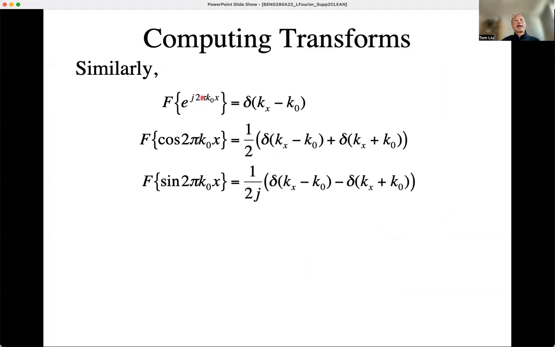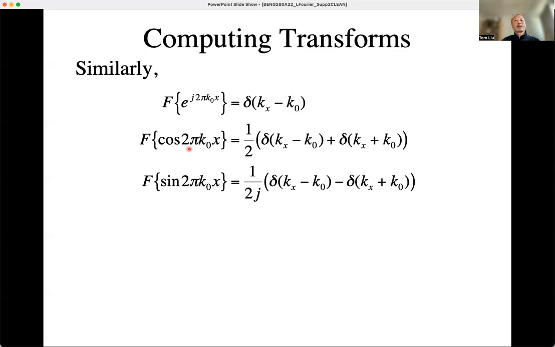Similarly, if I have a complex exponential, it's basically just a delta at k0. The way to remember this is that it has a frequency of k0. So in Fourier space, it's represented as just a component that only has value at k sub 0, okay?